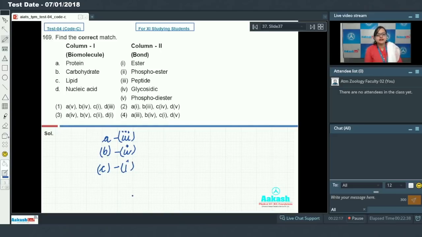And D, that is nucleic acid. In nucleic acid, two nucleotides are linked by phosphodiester bond. So D matches with 5. So the correct answer for this question is option 4.